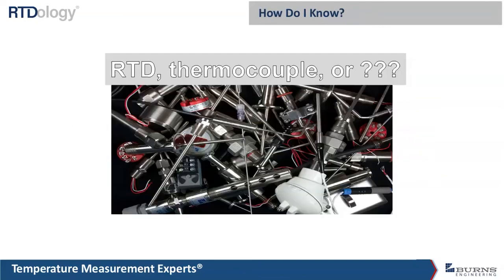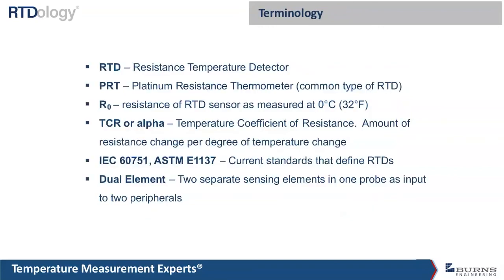It's one of the most popular webinars that we've done, how to identify these types of devices. Some of the terminology that gets thrown around, and I'll just go down the list here, some of the more common ones are RTD, which is a resistance temperature detector. That's the all-encompassing definition of this type of temperature sensor. A PRT is a type of RTD, so it uses platinum wire. There are others that use nickel or copper, but most common is the platinum resistance thermometer.